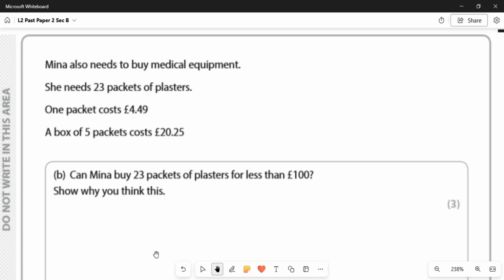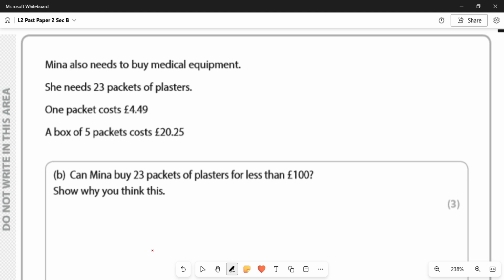So there's a part B for question 8. Let's have a look at part B, which says Mina also needs to buy medical equipment. She needs 23 packets of plasters. 1 packet costs £4.49. A box of 5 packets costs £20.25. Can Mina buy 23 packets of plasters for less than £100? Show why you think this, for 3 marks.